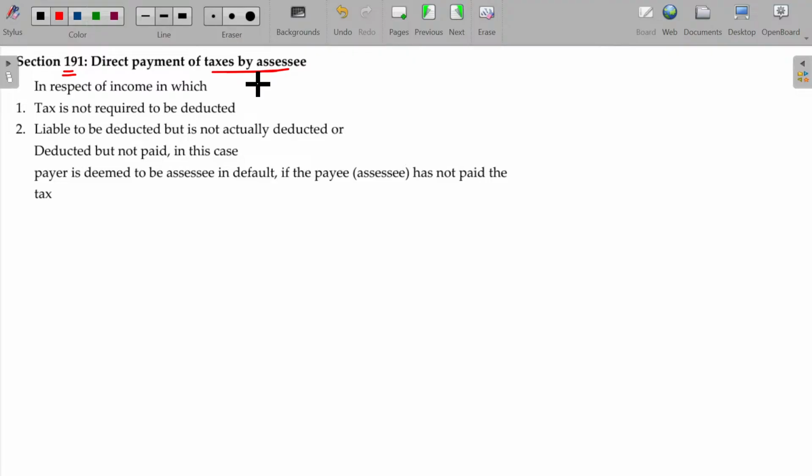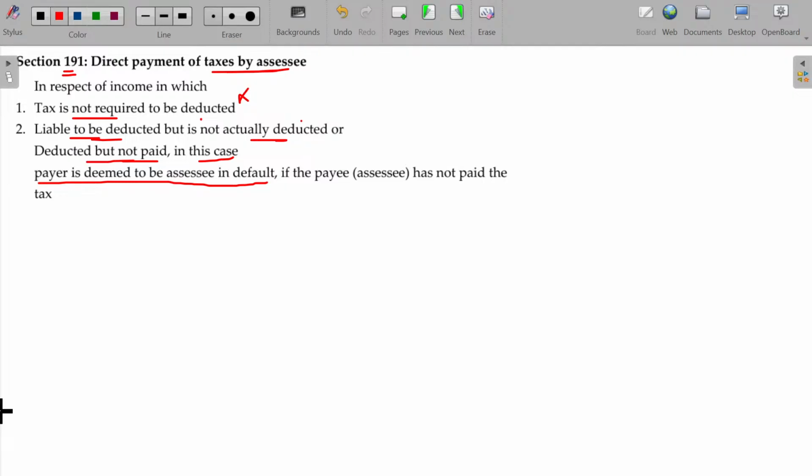In that case, the direct tax payment, the tax may be directly paid by the recipient himself. So tax is not required to be deducted. In this case, liable to be deducted but not actually deducted, or deducted but not paid, what happens? The payer is deemed to be an assessee in default. While making the payment, it's my responsibility to deduct and deposit. If I don't do it, or the recipient says you don't deduct, whatever the reason may be, then automatically I may be named as deemed to be an assessee in default.